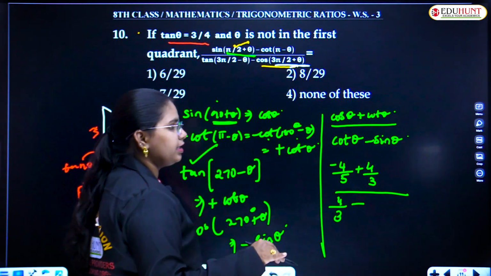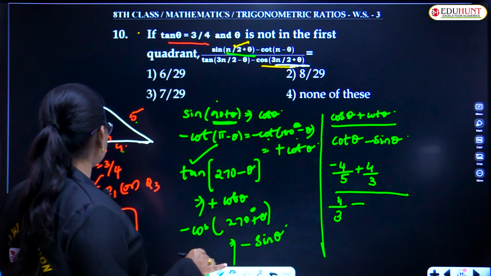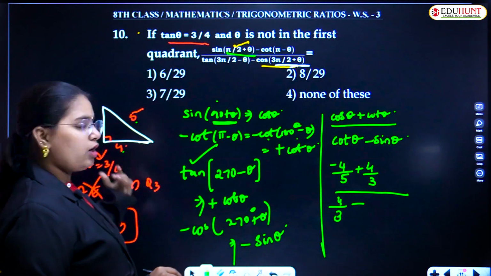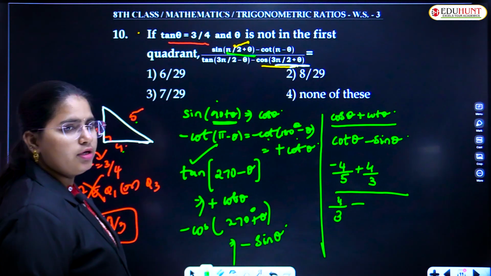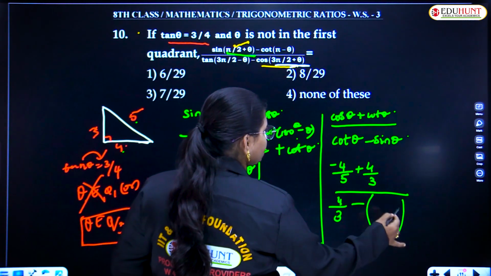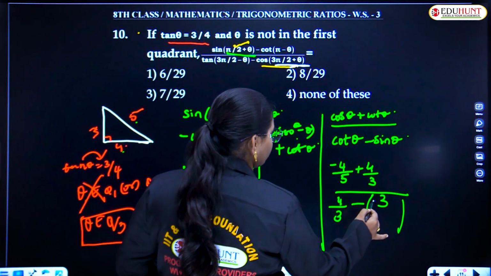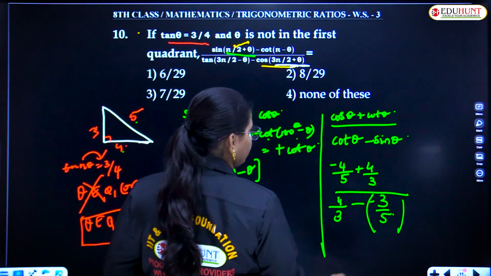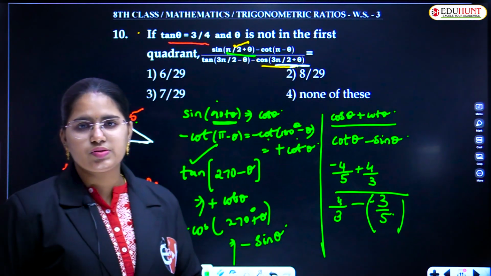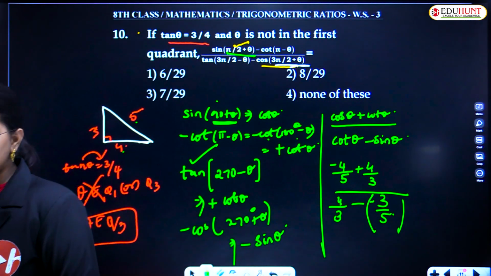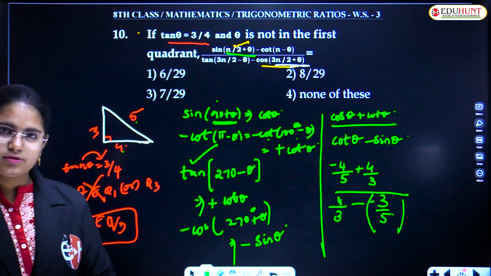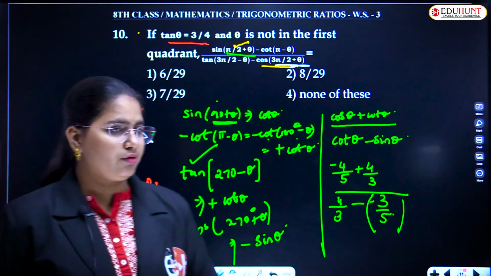Minus. What is sin theta? Tell me. Sin theta is 3 by 5, opposite by hypotenuse. But in the third quadrant, sin is also negative. So this will become minus of minus 3 by 5. Correct? So now please identify the values and simplify it. I'll just give the time. Make it fast. Very good, children.